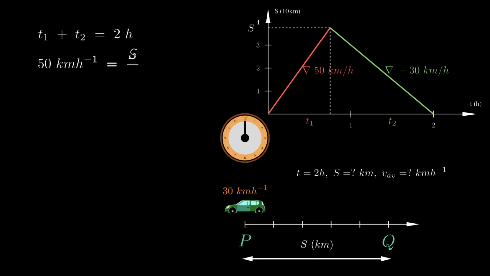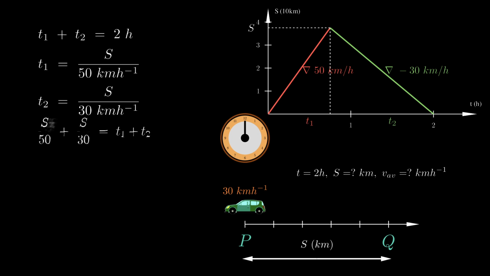The gradient of the red line, representing the velocity of the outbound journey, can be expressed in terms of s and t1 as follows. We can then rewrite this expression to solve for t1. Similarly, we can express t2 in terms of s.